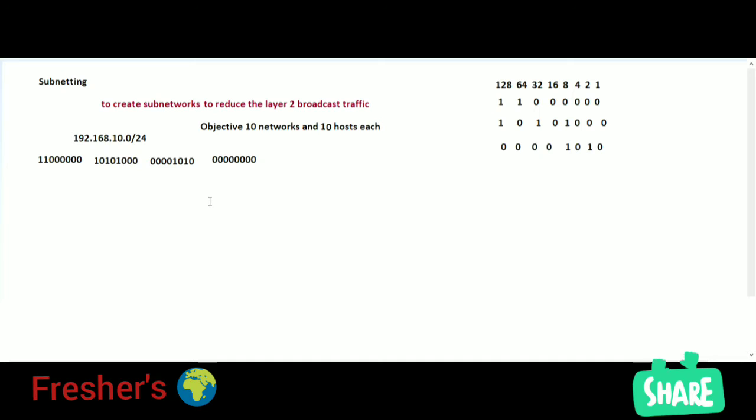So I got the binary value, and also the binary format for the subnet mask, which is 24. So 24 network bits means 24 ones: 1 2 3 4 5 6 7 8, 1 2 3 4 5 6 7 8, 1 2 3 4 5 6 7 8. Then 8 zeros.